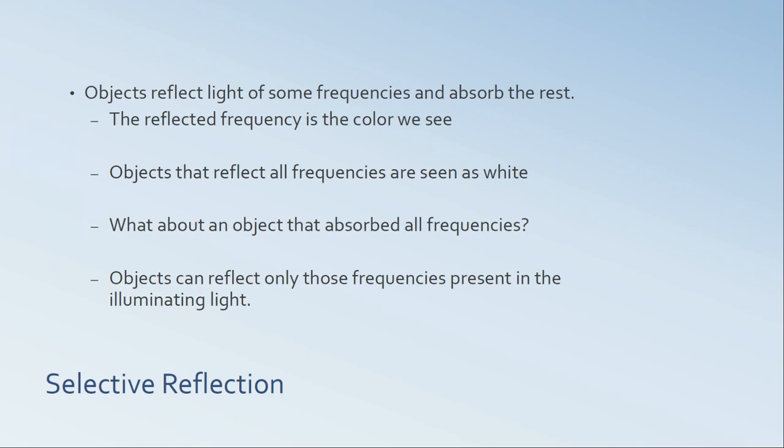And an object can only reflect the frequency that's present in the illuminating light. Now, with sunlight, as sunlight comes to Earth, it contains all the frequencies in visible light. So, usually we have the best color perception in natural sunlight. But what if we are exposing an object to maybe light just in one frequency, maybe red light or a green light? What do we see then?